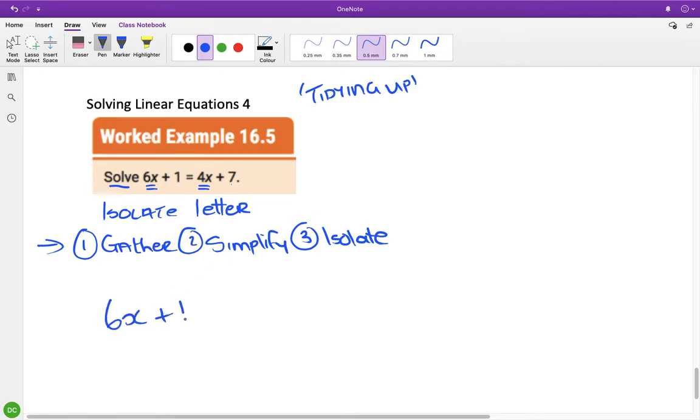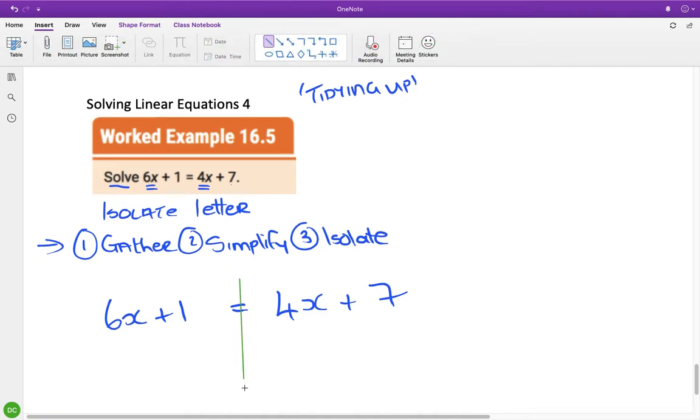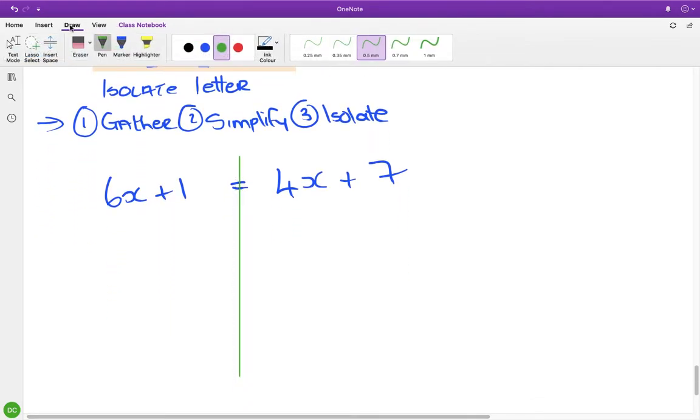So it's 6x plus 1 equals 4x plus 7. Okay, so I'm going to put in my line, and I'm going to separate up my left-hand side and my right-hand side. Now like I always say, it doesn't actually matter where you gather. You just have to decide. So I'm going to decide to gather my x's over here, and then over here will be where my constants go. Again, it doesn't matter which side you decide. That's just what I'm going to go with.